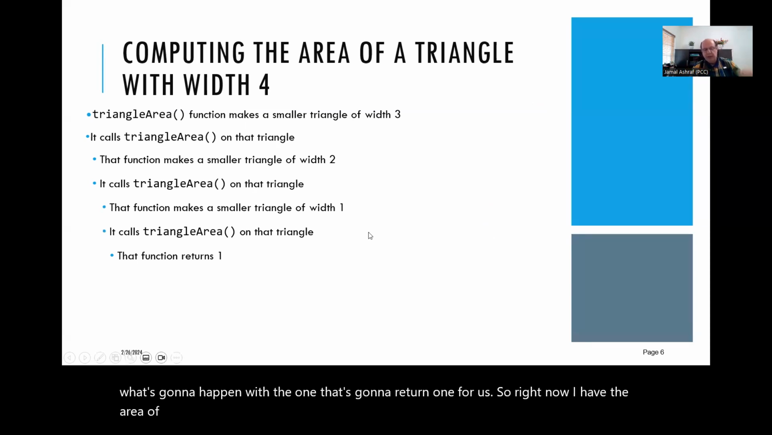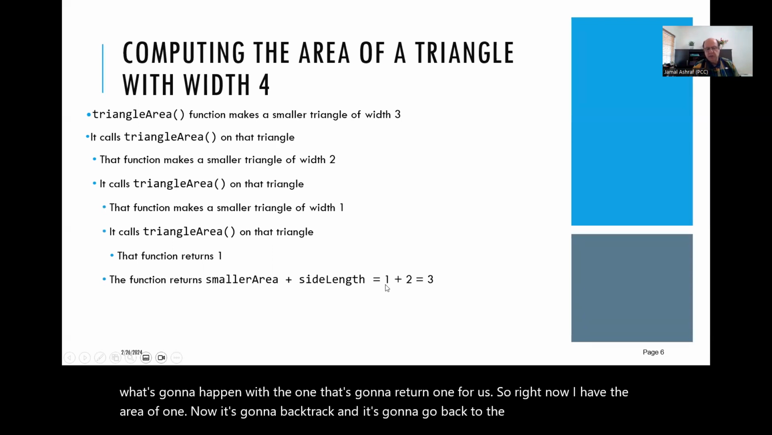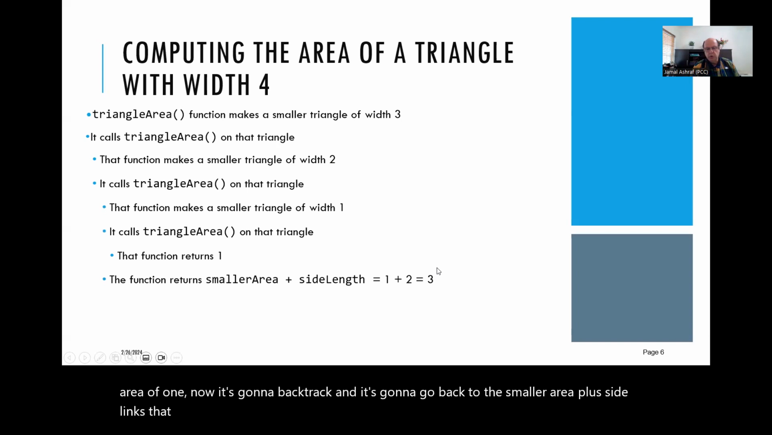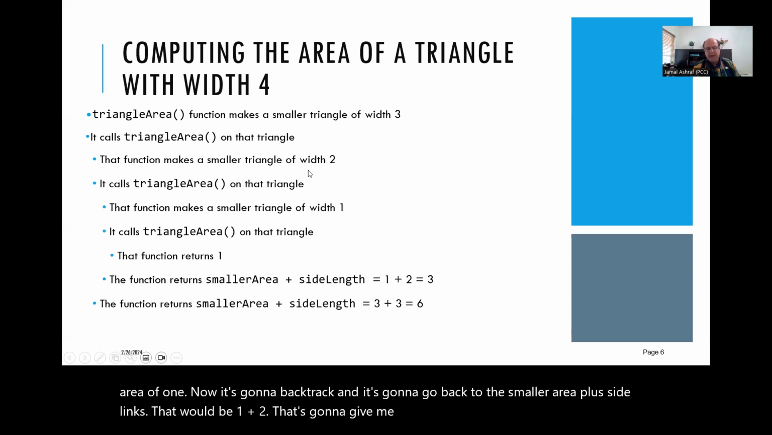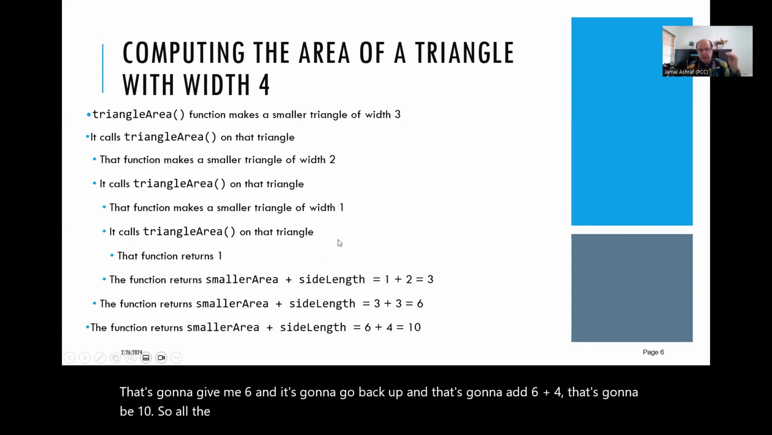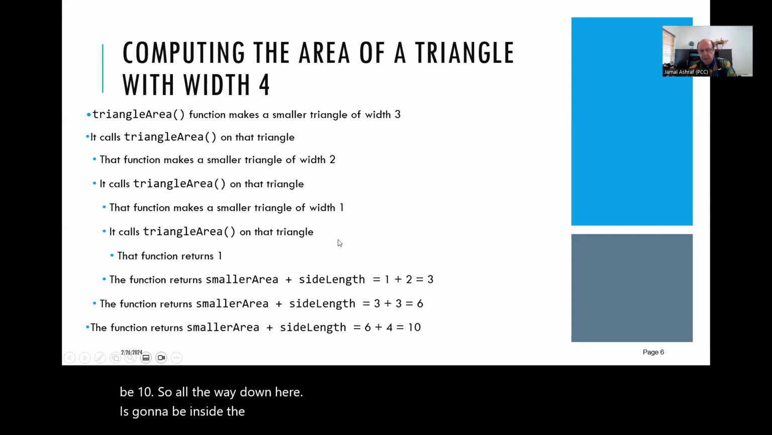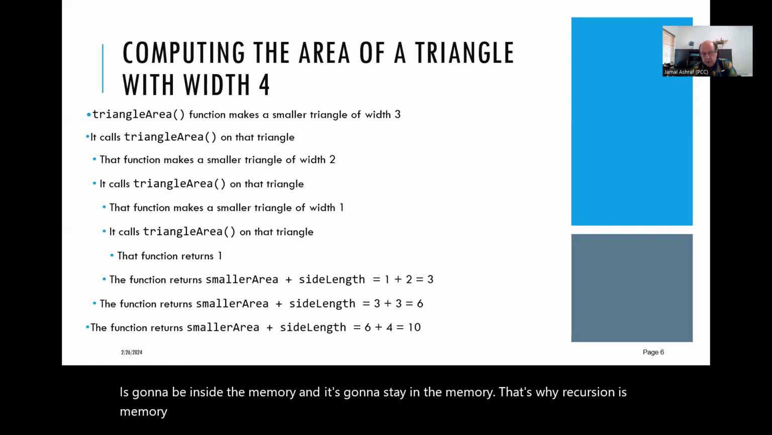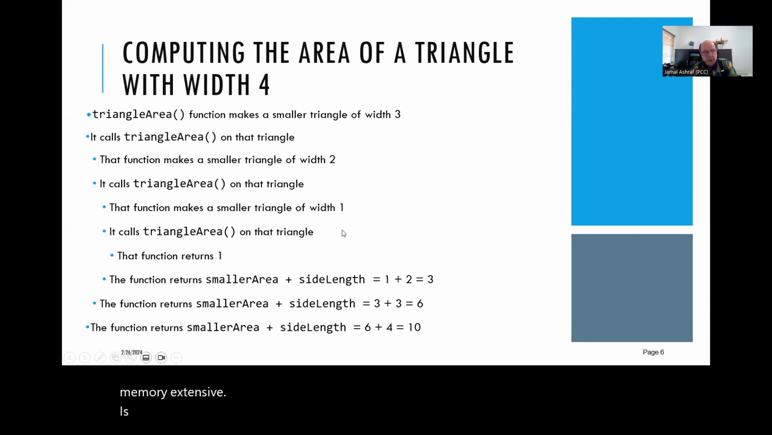Now it's going to backtrack, and it's going to go back to the smaller area plus side lengths. That would be 1 plus 2, that's going to give me 3. Then it's going to go back up for 3 plus 3, that's going to give me 6. And it's going to go back up, and that's going to add 6 plus 4, that's going to be 10. So all the way down here is going to be inside the memory, and it's going to stay in the memory. That's why recursion is memory extensive. It's using a lot of memory.